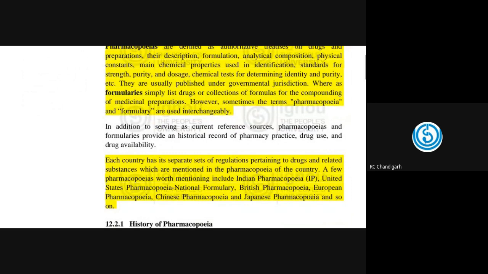Each country has its separate set of regulations pertaining to drugs and related substances which are mentioned in the pharmacopoeia of the country. A few pharmacopoeias worth mentioning include Indian Pharmacopoeia, United States Pharmacopoeia, British Pharmacopoeia, European Pharmacopoeia, Chinese Pharmacopoeia, Japanese Pharmacopoeia, and so on.